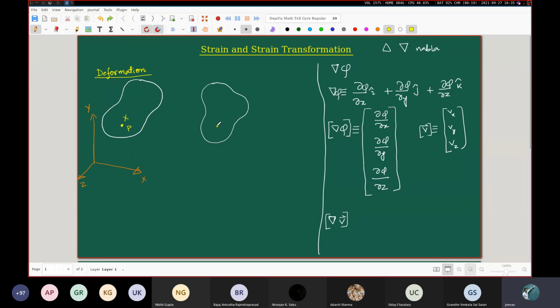Let it be here. Let it be called P dash, and let the position vector of this be given by the small x vector. Please note that this is a capital X vector. This is a position vector, okay, position vector with reference to this origin. This is the small x position vector with reference to this origin.